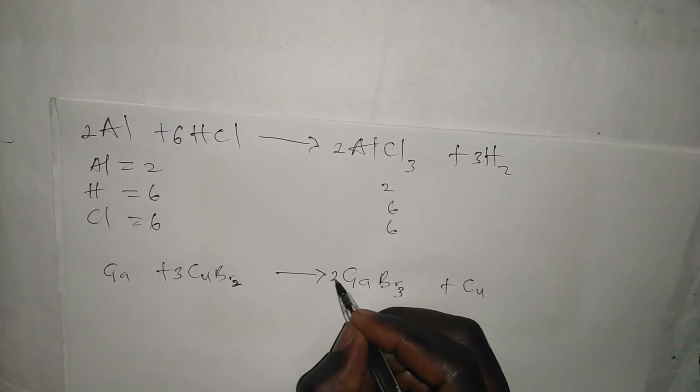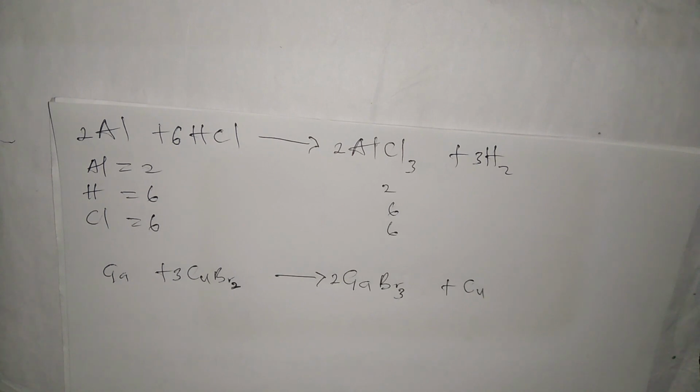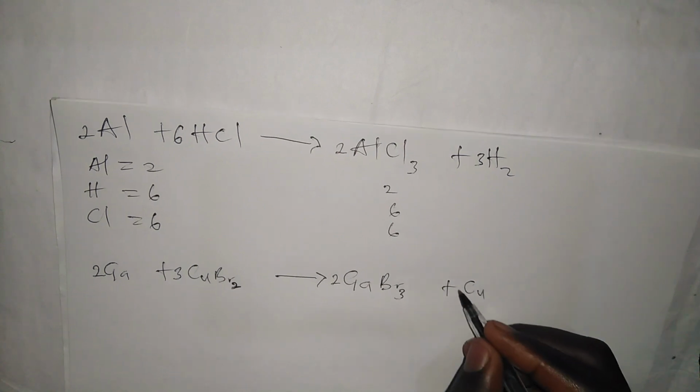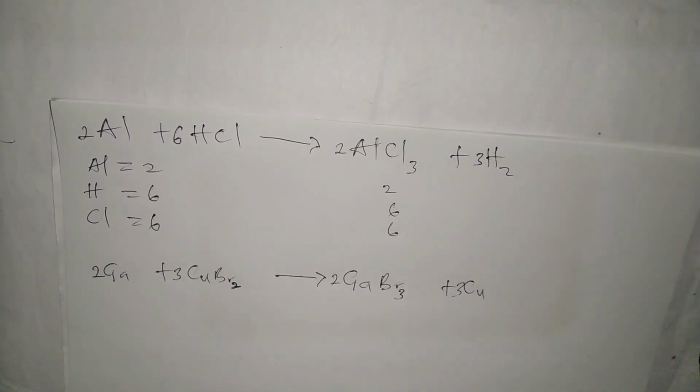Next, we'll balance the gallium, right? So we have 2 gallium, we'll put 2 here. Next, we'll balance the copper. So we have 3 copper here, we'll put 3 here. So our equation is balanced.